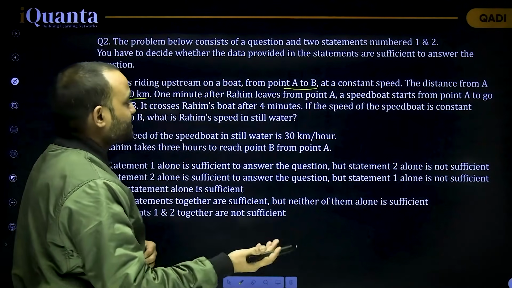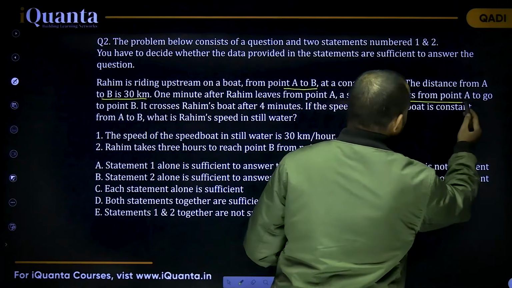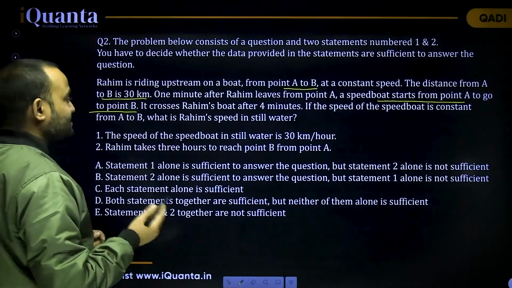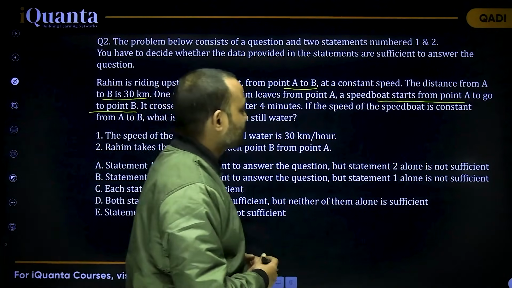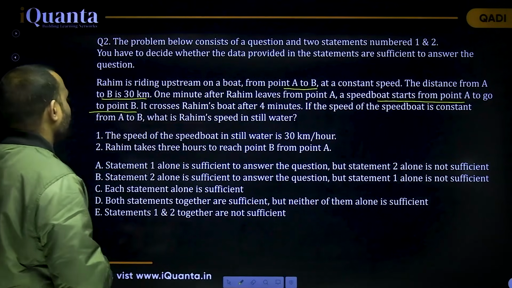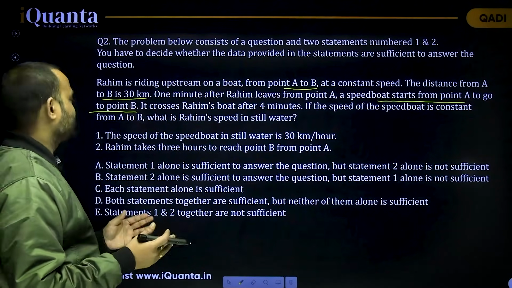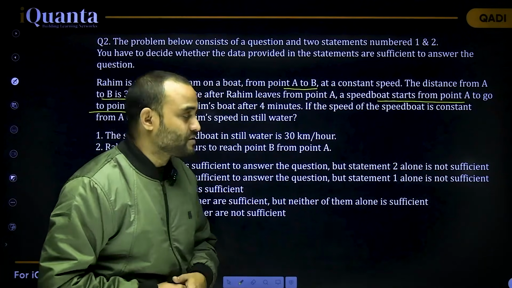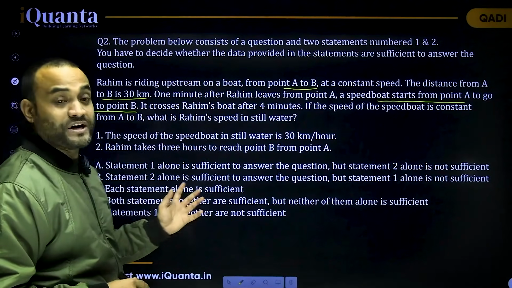1 minute after Rahim leaves from point A, a speedboat starts from point A to go to point B. It crosses Rahim's boat after 4 minutes. If the speed of the speedboat is constant from A to B, what is Rahim's speed in still water? What's given? Statement 1: the speed of the speedboat in still water is 30 km per hour. Statement 2: Rahim takes 3 hours to reach point B from point A.